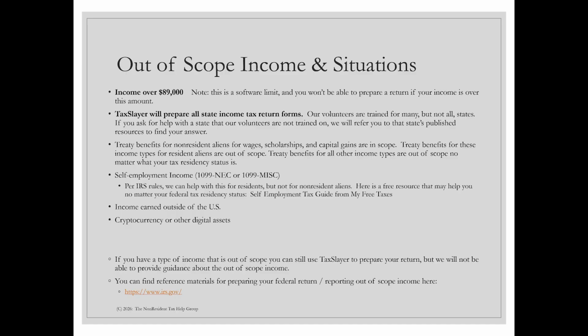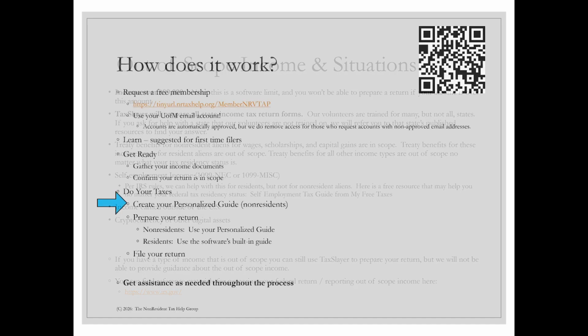We also can't help on income earned outside of the United States or cryptocurrency or other digital assets. Again, software can do that. The IRS puts some limits on us, so we can't help with those things. If you have something that's out of scope, again, you can send us an email. We can point you to some external resources where you can find information about how to report that income.